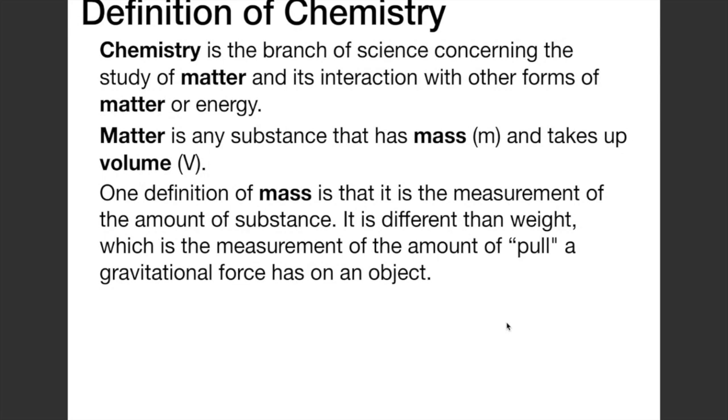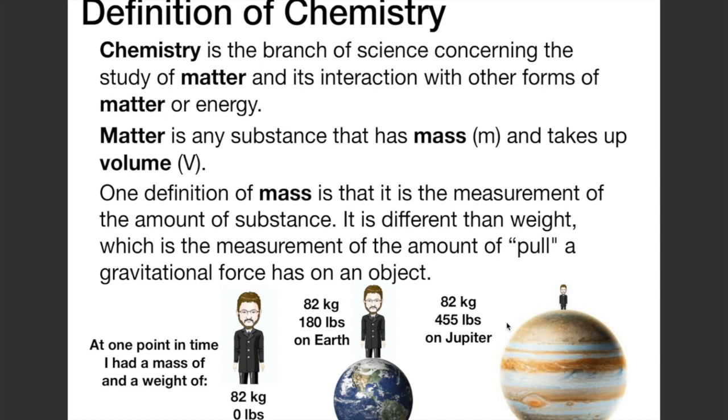Mass is different than weight. Weight is simply a measurement of the pull a gravitational force has on an object. So, for example, a long time ago, I weighed 180 pounds on the Earth. This converts into about 82 kilograms of mass.